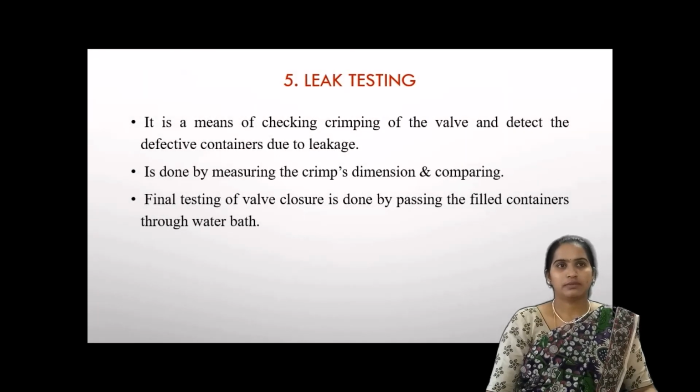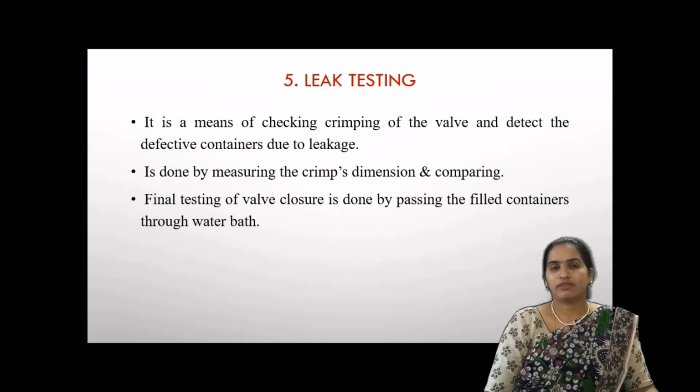Next, leak testing. It is a means of checking crimping of the valve and detecting the defective containers due to leakage. So this leak testing is used to identify the leaks in the valves. It is done by measuring the crimp dimensions and comparing. So final testing of valve closure is done by passing the filled containers through the water bath. After filling the containers with the product concentrate along with the propellant, the final container along with the valve assembly is passed through the water bath. If any leakage is there, that will be identified.